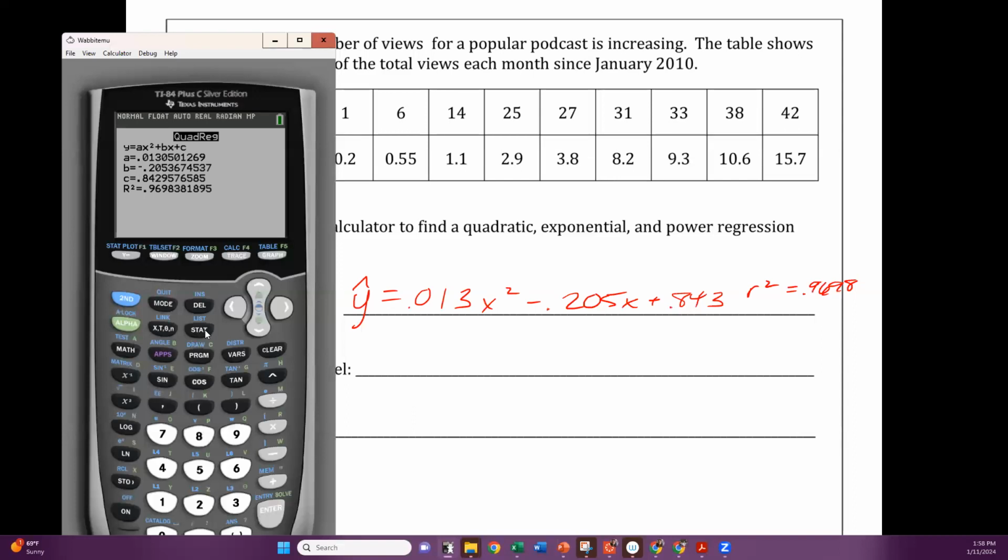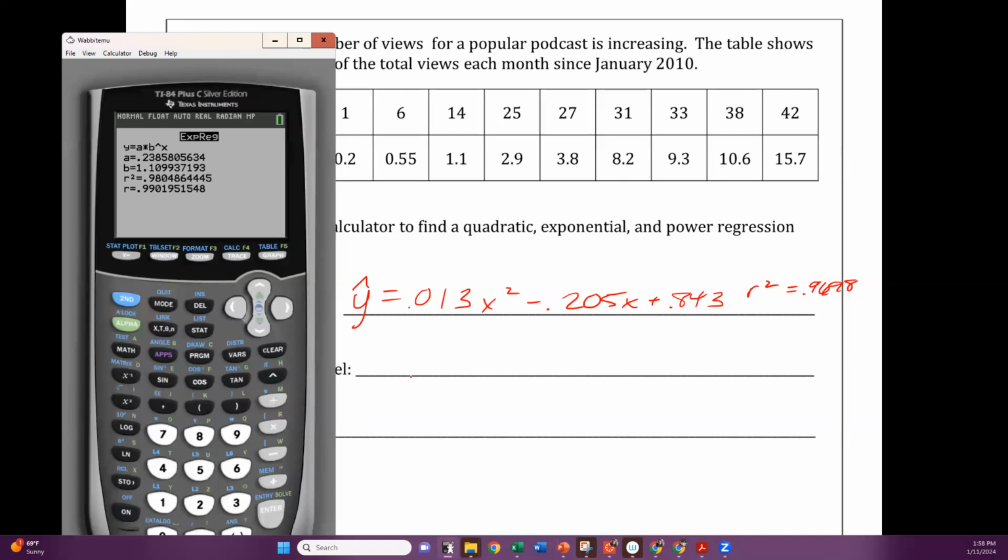So I'm now going to run an exponential. So stat, calc. I'm going to go to exponential. I have to scroll down for it. It's actually 0. So hit exponential. This time I'm going to store it. Vars, Y-vars, 1. It's going to be my second y equation. I'm going to hit calculate. And here are the values that I get. Remember, exponential is a times b to the x power. So my a and my b, and I'm going to write those out.